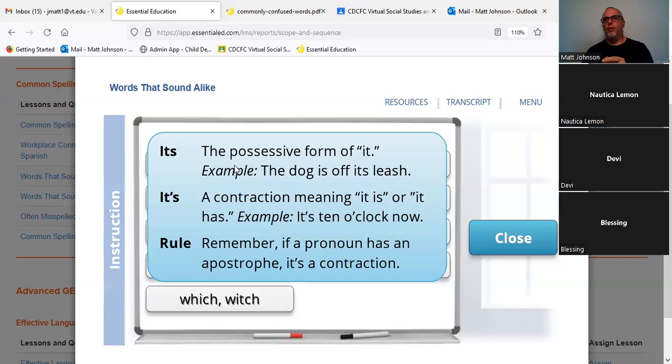The cat had food, but its water dish was empty. Okay, so it should just be ITS and not a contraction. The cat had food, but its water bowl was empty, right? That doesn't work. That's way too awkward. So right away, that shouldn't be a contraction. It should just be ITS. So if the contraction doesn't work, you know that it's the possessive form of it and not the contraction of it is.